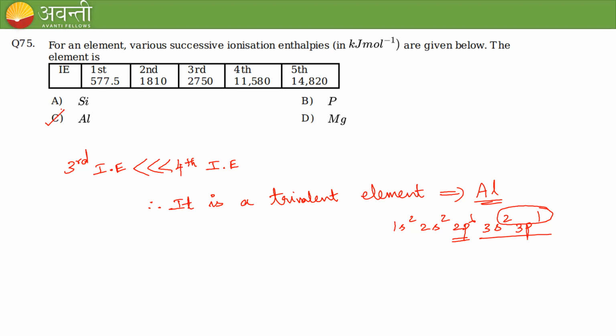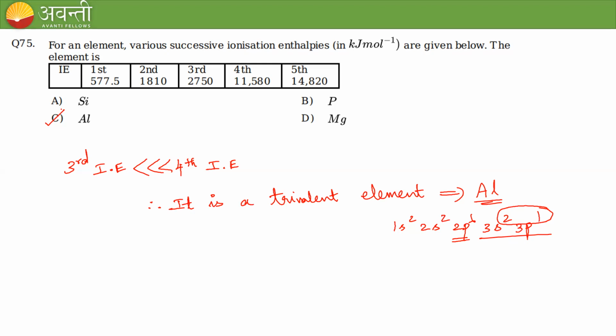And for magnesium it is a different case: 1s2, 2s2, 2p6 and 3s2, right? So the removal of the 3rd electron becomes difficult for magnesium. So the 3rd ionization energy should be very high for magnesium, but it is the 4th that is very high in this table. So the answer would be option C, that is aluminium.